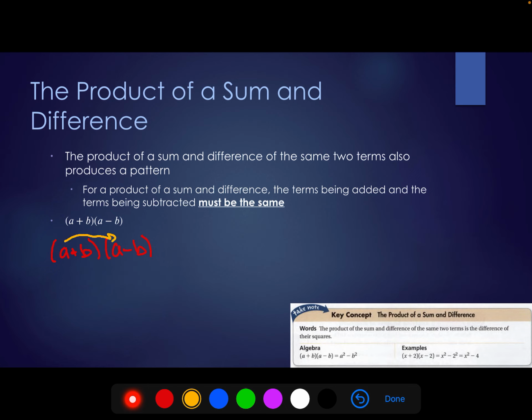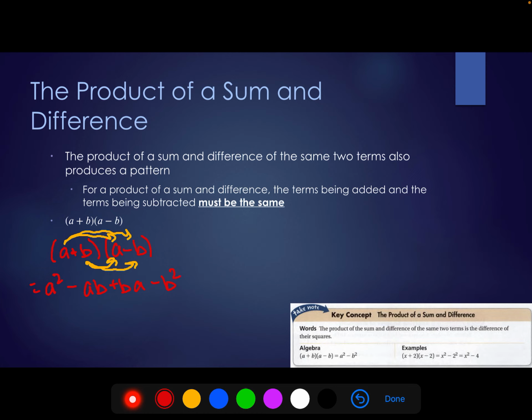So we have first a times a. Well, that gives us a squared. Then we have our outside terms, a times negative b. So that's minus a times b. Then we have our two inside terms, positive b times positive a. So that's plus ba. And now we have our last two terms, b times negative b. And that gives us a minus b squared.